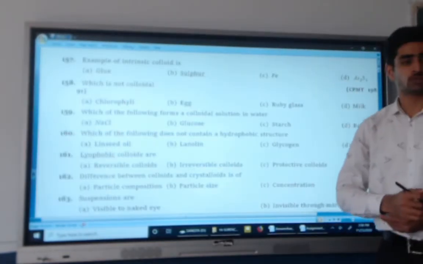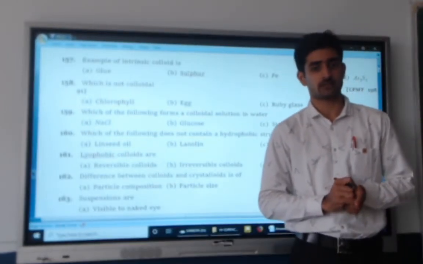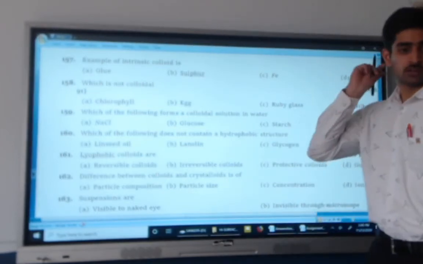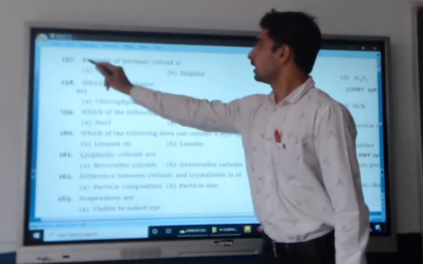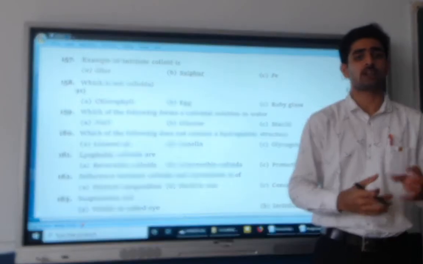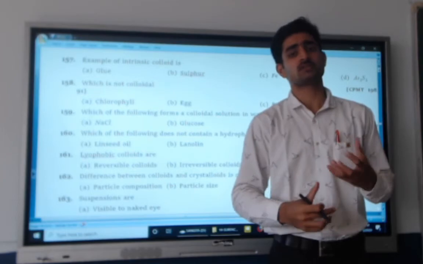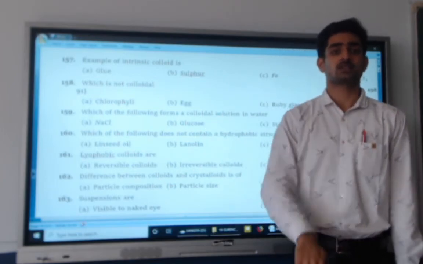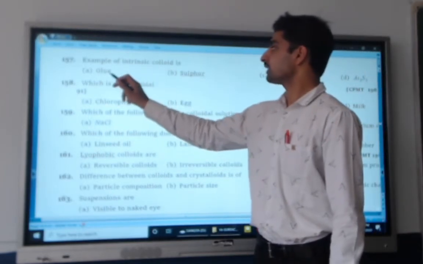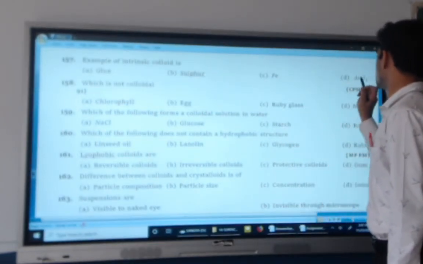Yes. Today, we are going to discuss some more questions regarding the last concept of surface chemistry, that is colloids. Okay? So let me begin with the first question. Example of intrinsic colloids. Intrinsic colloids are those which can form colloidal particles readily whenever mixed with some other particles or compounds. Those are called intrinsic colloids. Okay? So example for intrinsic: option A is glue, B sulfur, C iron, and D is arsenic.